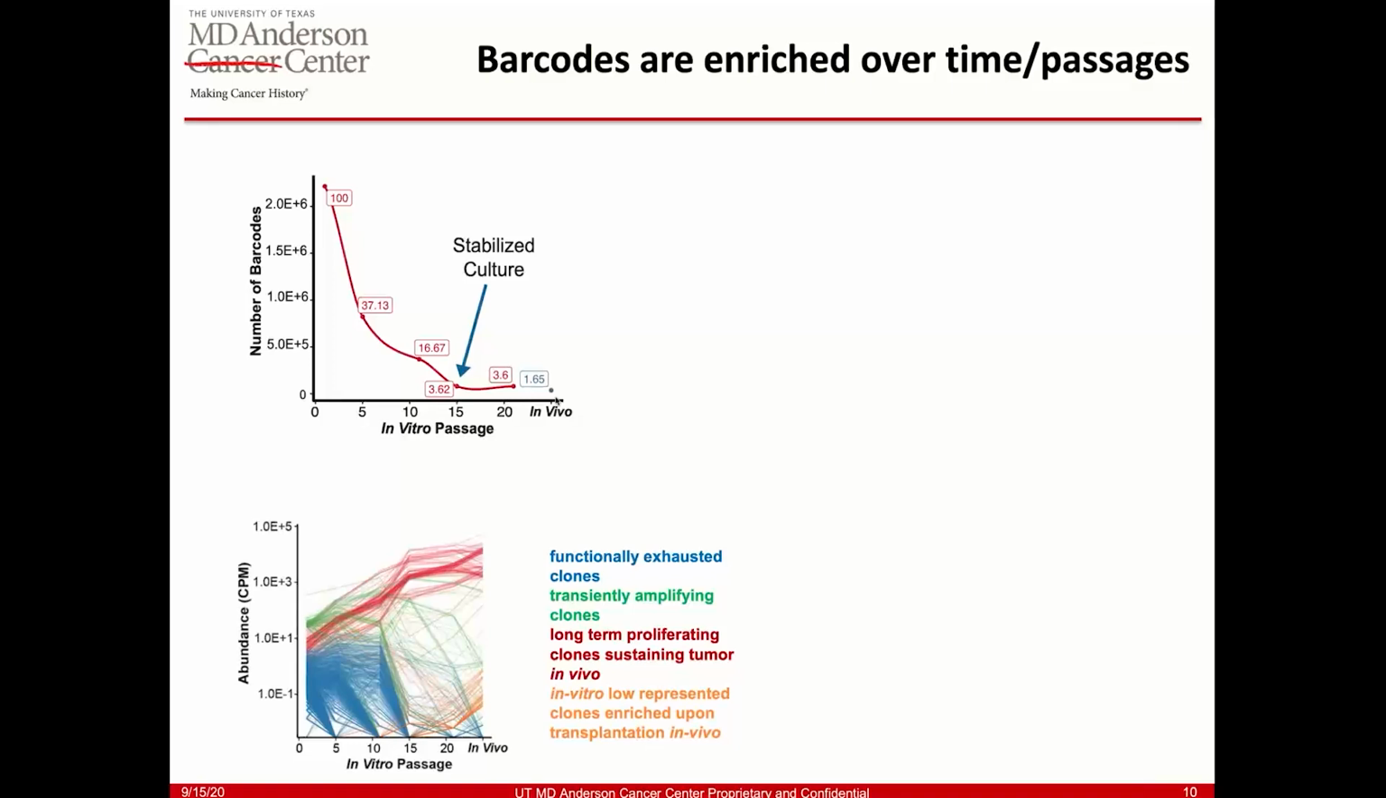Orange is another population which is quite interesting. These are initially low represented across in vitro, but they have some sort of advantage in vivo, and that's why they are enriched in subsequent passages in vitro and then also in vivo.